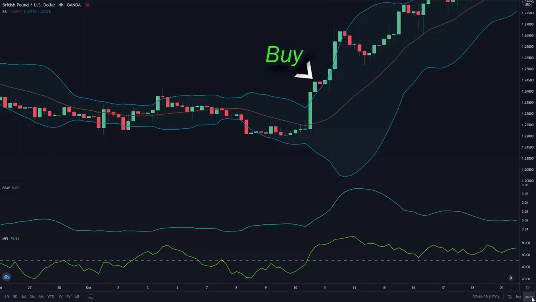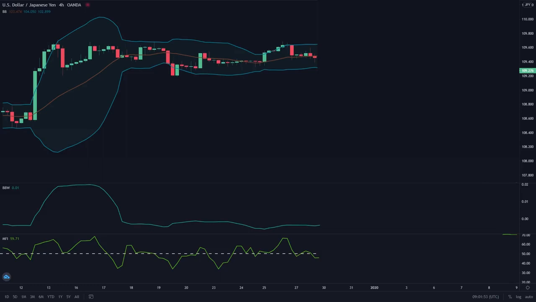Let's look at another example. Here's the dollar yen, and as you can see, the SMA is moving in a flat direction, indicating that the market is on a range. Next, you can see that the bands are starting to expand, which is also signaled by the BBW rising.